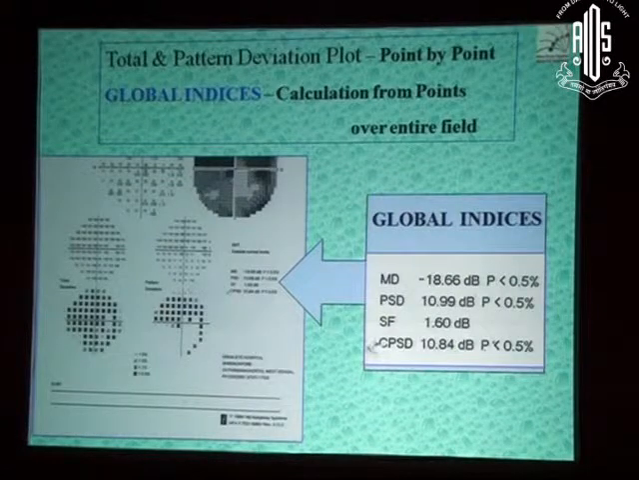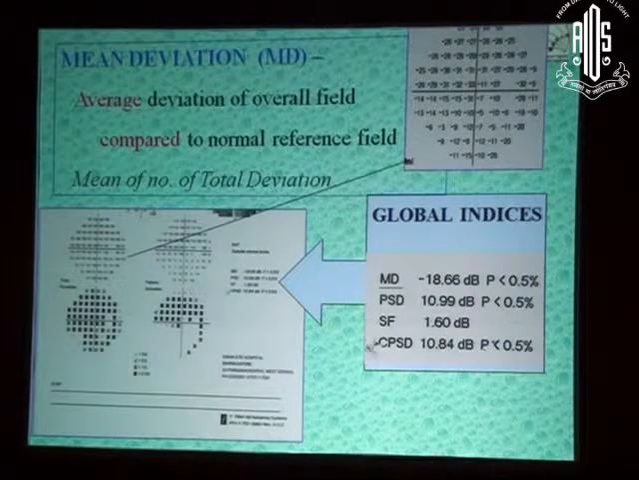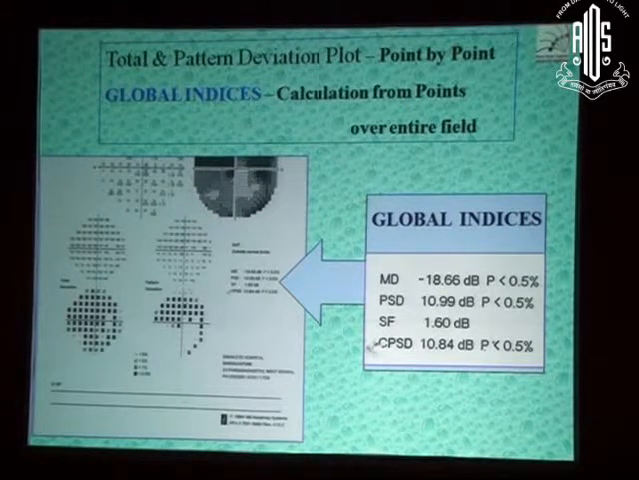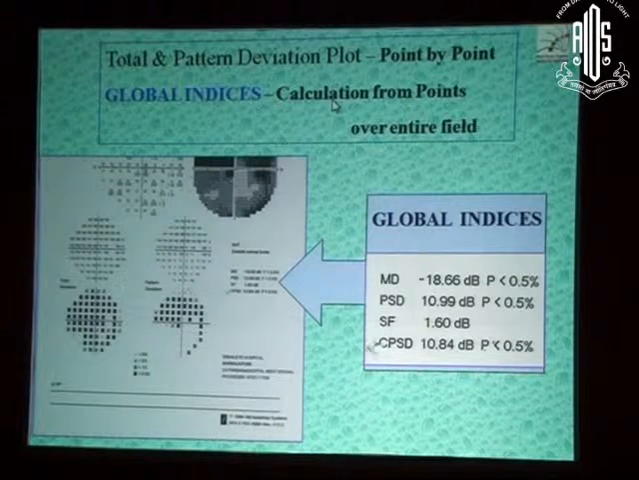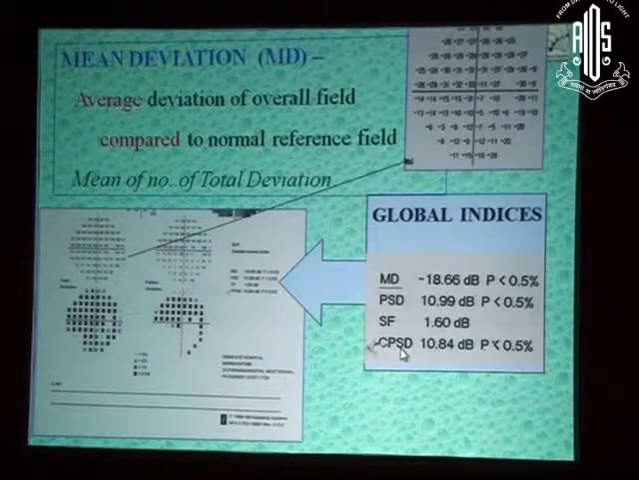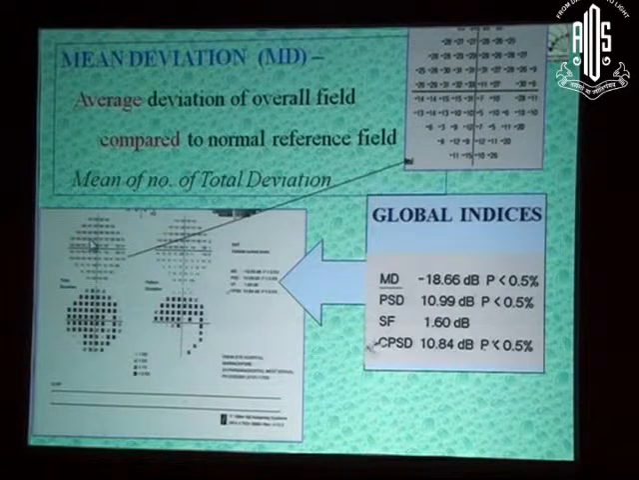There are some other indices which I just quickly want to tell you about, the global indices. In pattern deviation and total deviation, everything is point by point. But global indices are calculated from the overall field. There are the mean deviation, pattern standard deviation, short-term fluctuation, and corrected pattern standard deviation. The mean deviation is the average deviation value: each point-by-point deviation is calculated, and the average deviation value is denoted as the mean deviation of the total deviation.